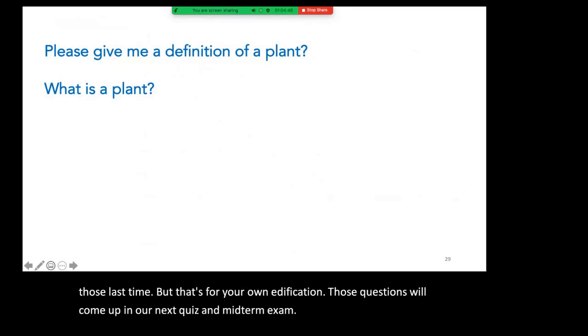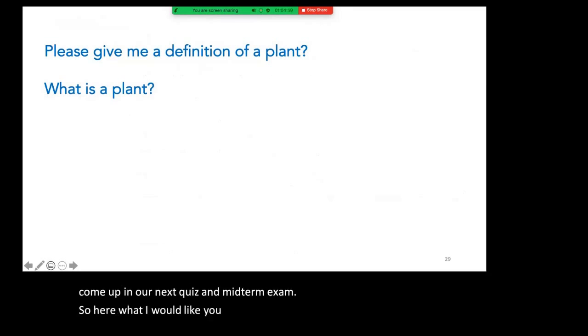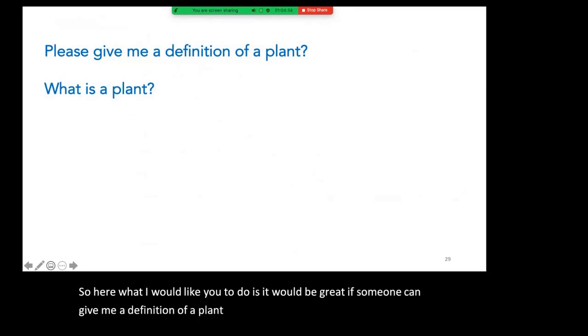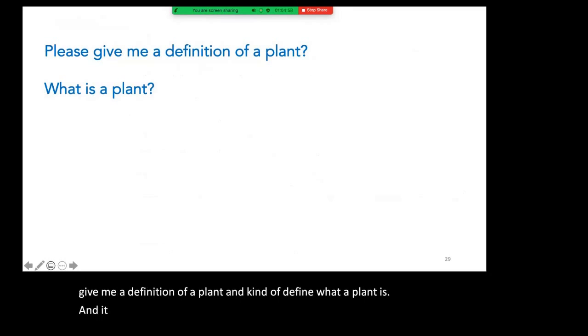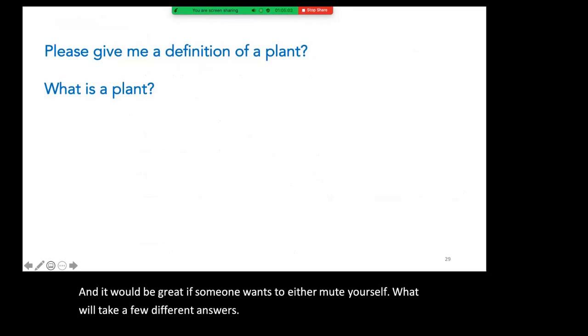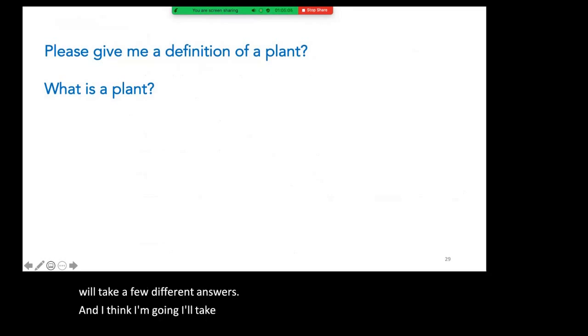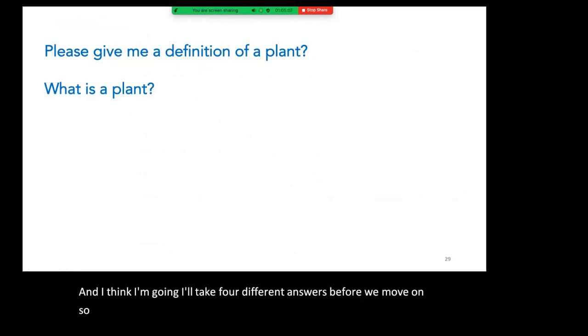So here, it'd be great if someone can give me a definition of a plant and define what a plant is. It'd be great if someone wants to unmute yourself. We'll take a few different answers, and I think I'll take 4 different answers before we move on. So it would behoove you to at least give me a definition. Can anyone give me a definition of what a plant is?